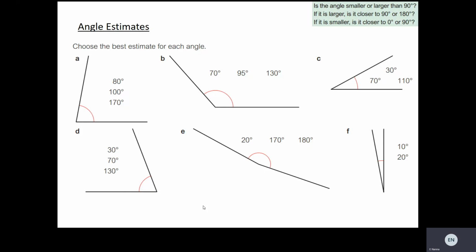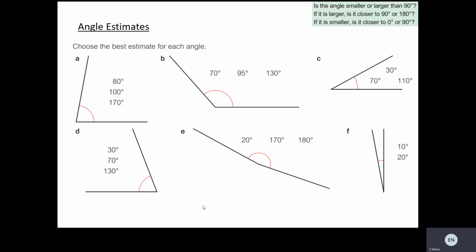Okay. Now, what you can actually use as your guideline is 90 degrees as more or less your benchmark. So is the angle smaller or larger than 90 degrees? Is it larger? Is it closer to 90 degrees or 180 degrees? Or is it a small angle? It's a smaller angle. So would it be between 0 and 90 degrees?